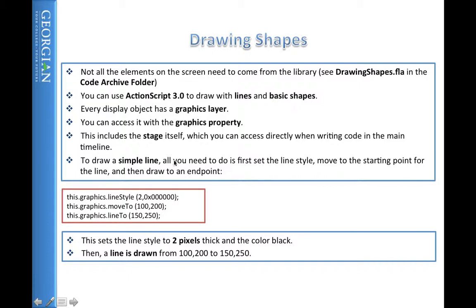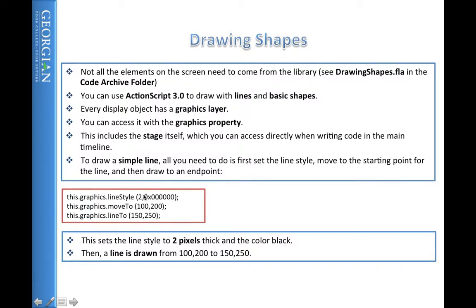So here's an example of how it works. You have to use this graphics layer. Every object that you create has a graphics layer anyway, and you can create this graphics property for it. So here's how you would do this. this.graphics.line_style if you're creating a line. And then what you're going to do is you're going to say the starting point for the line. And what you're going to be doing also is you're going to say the color.